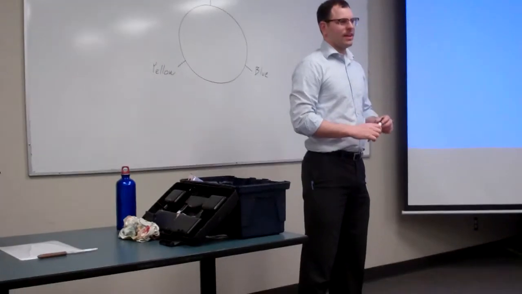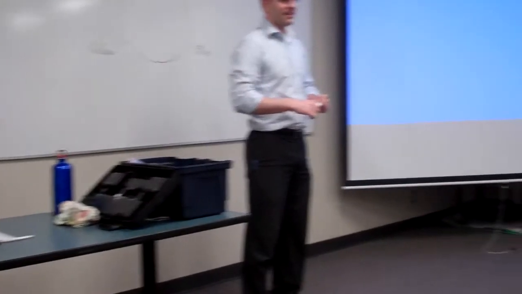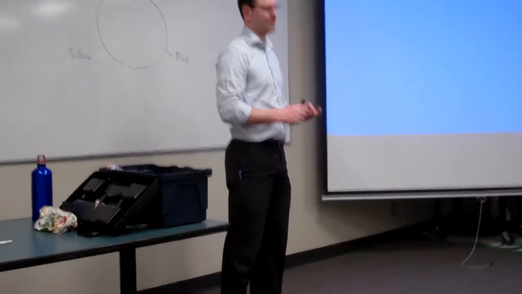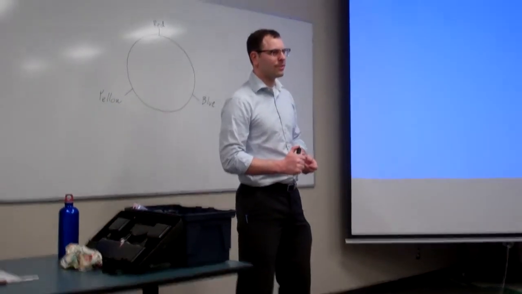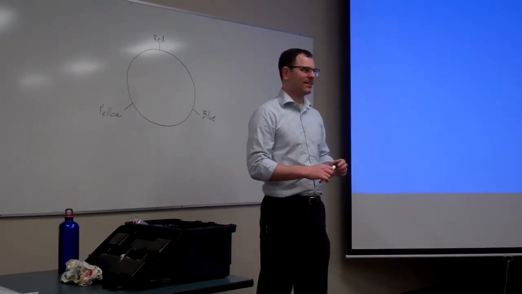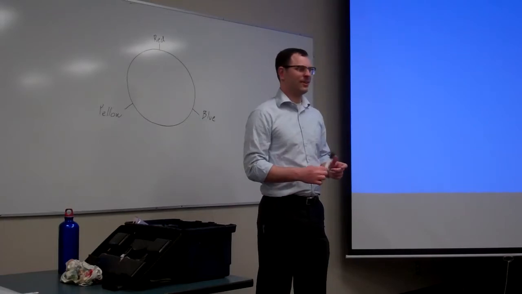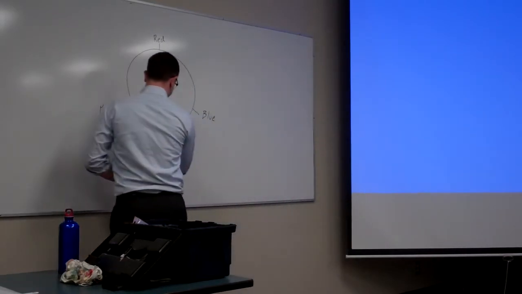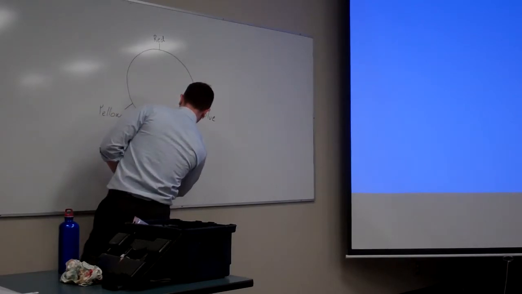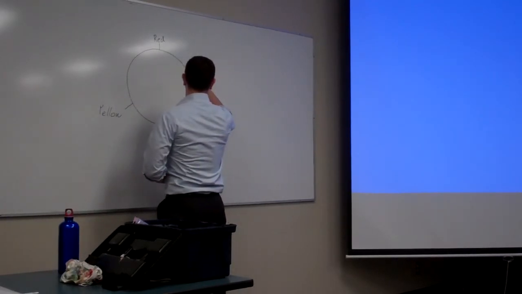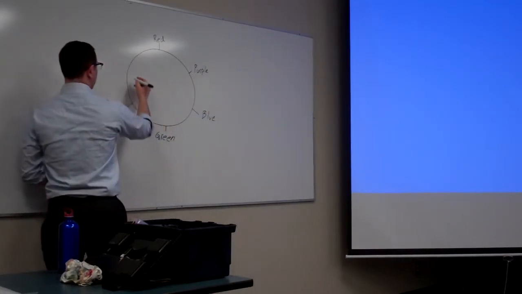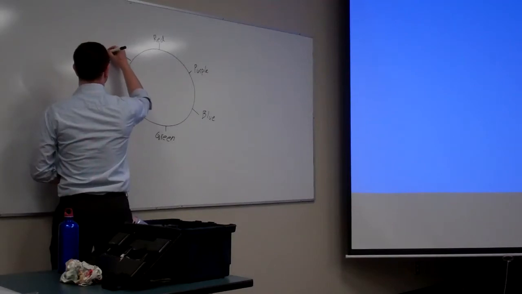So who can tell me what the secondary colors are? Green, orange, and purple. So what two colors do you mix together to get green? Yellow and blue. So green is yellow and blue, red and blue makes purple, and yellow and red makes orange.